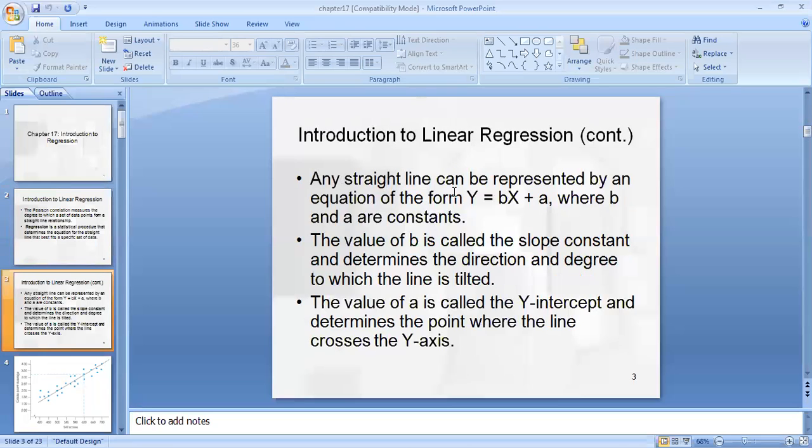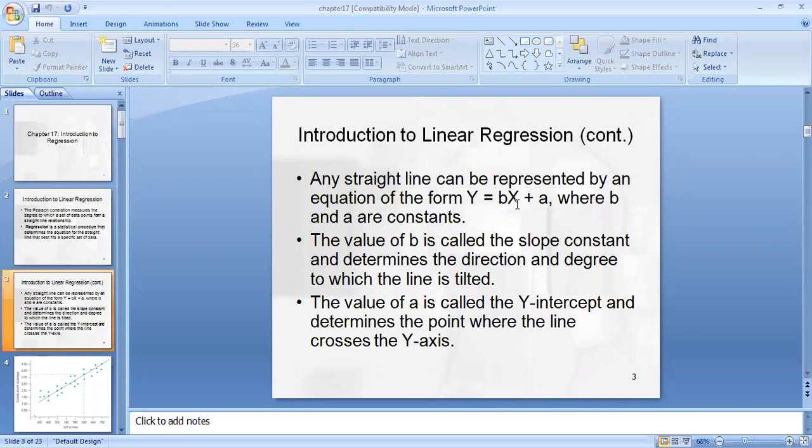Now, any straight line can be represented by an equation of this form. There will be an independent variable x and a dependent variable y. So this is the equation of a straight line, and this can be represented by a regression line, where a and b are constants. The value of b is called the slope, and that determines the direction and the degree to which the line is tilted. The value a is called the y-intercept, and that determines the point where the line crosses the y-axis.